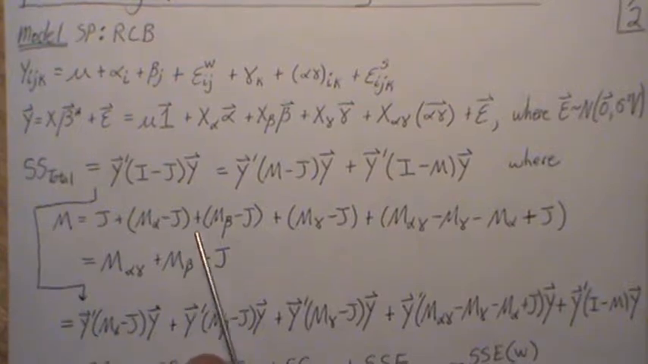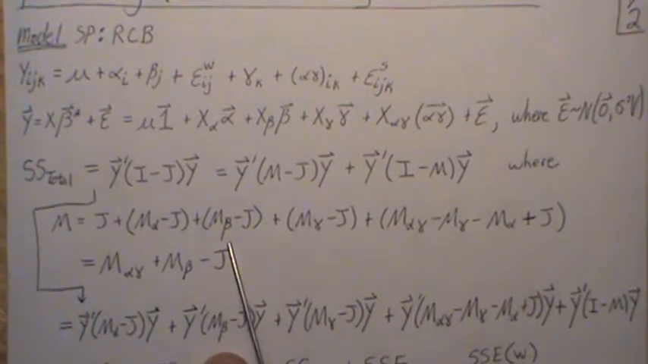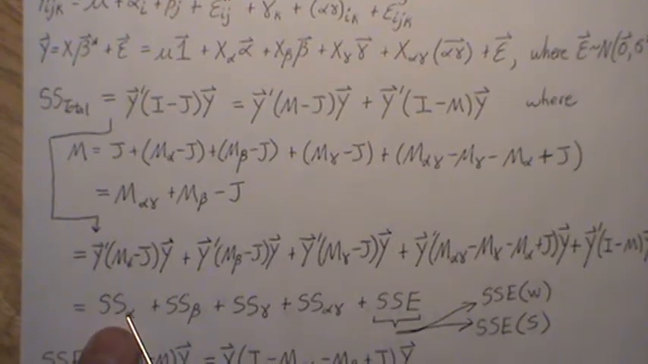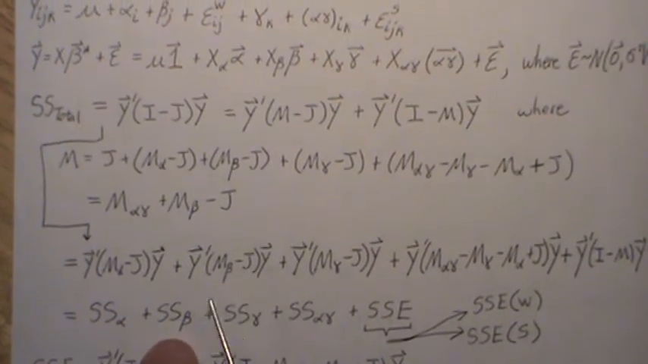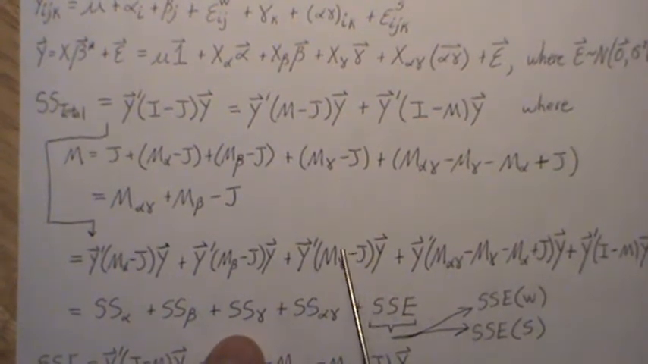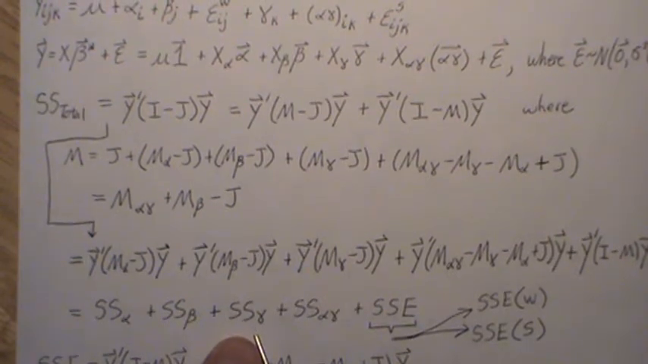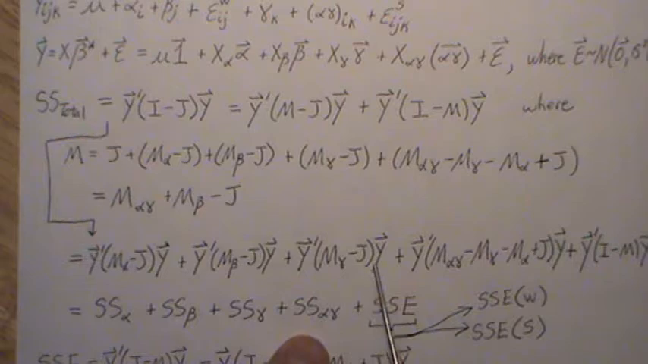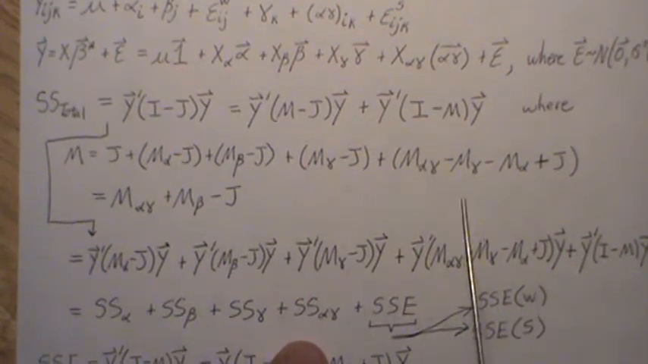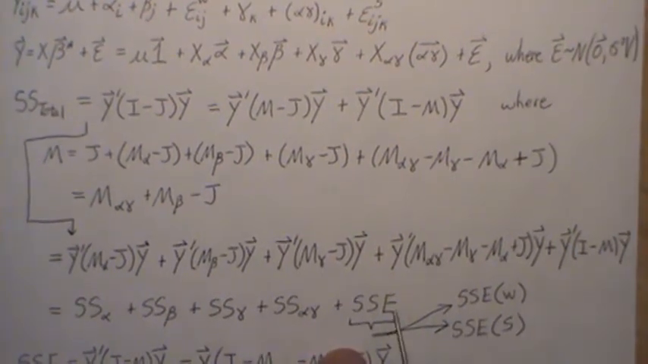That's the first piece. Then you get this. And so this is the sum of squares for alpha, or the first factor, sum of squares for beta, the block effects. So this is the sum of squares for gamma, the second factor in your split plot design. We would get the interaction effect, and then I minus M is the error, sum of squares error.